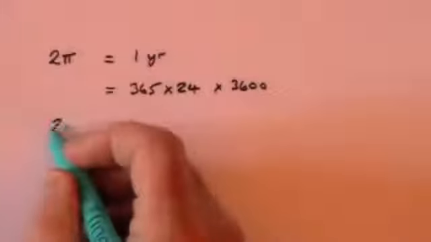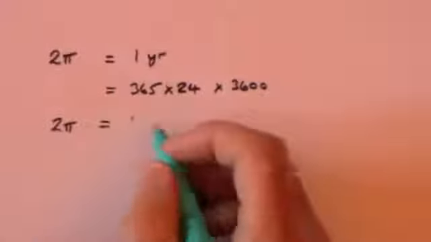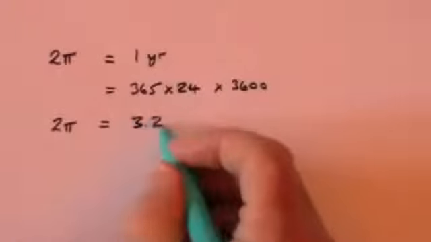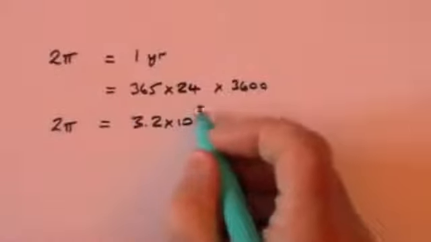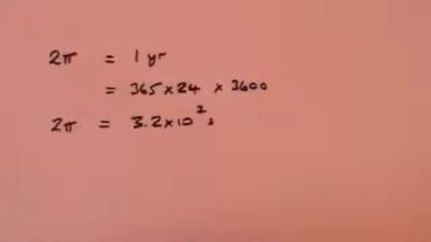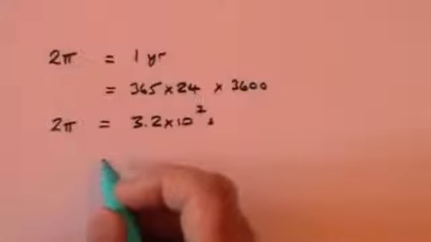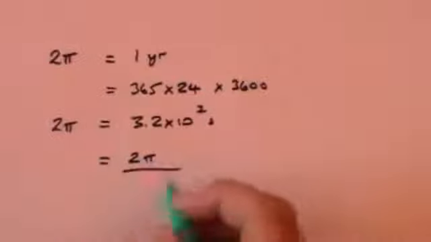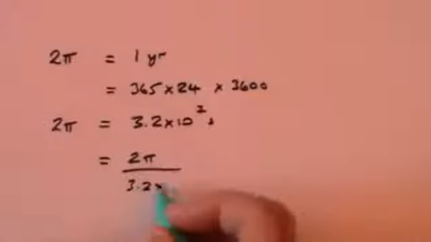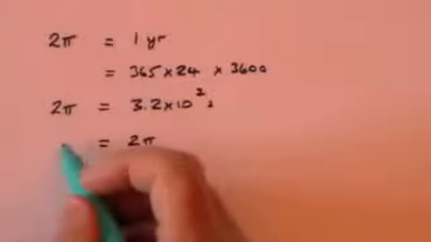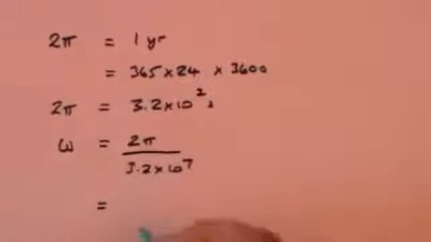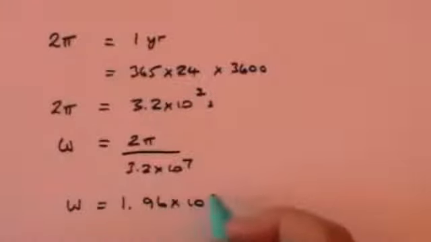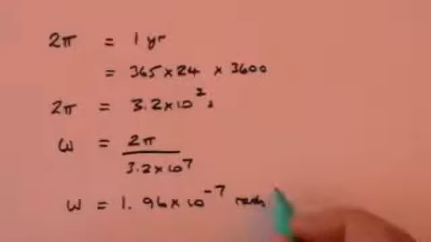And so now you get that the Earth does 2 pi radians in every 3.2 times 10 to the 7 seconds. So if you want to know what the angular velocity is in radians per second, that is going to be 2 pi divided by 3.2 times 10 to the 7, and that works out at, so this is the, as it were, the angular velocity, which is omega, and that is going to be 1.96 times 10 to the minus 7 radians per second.